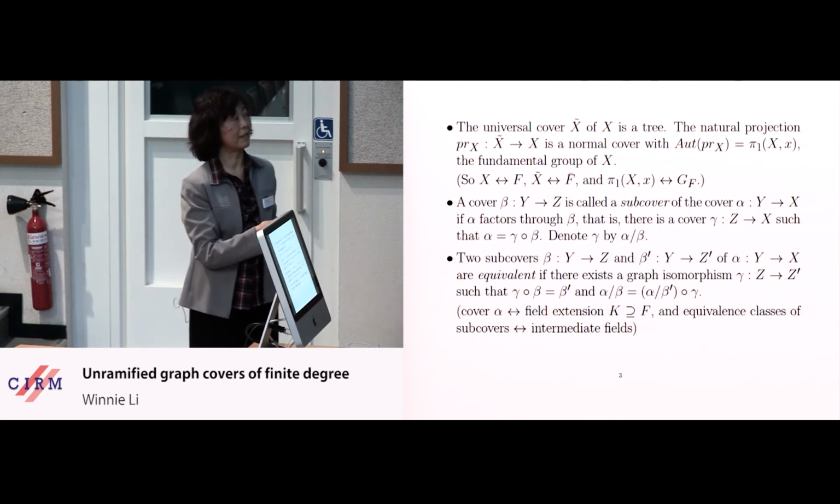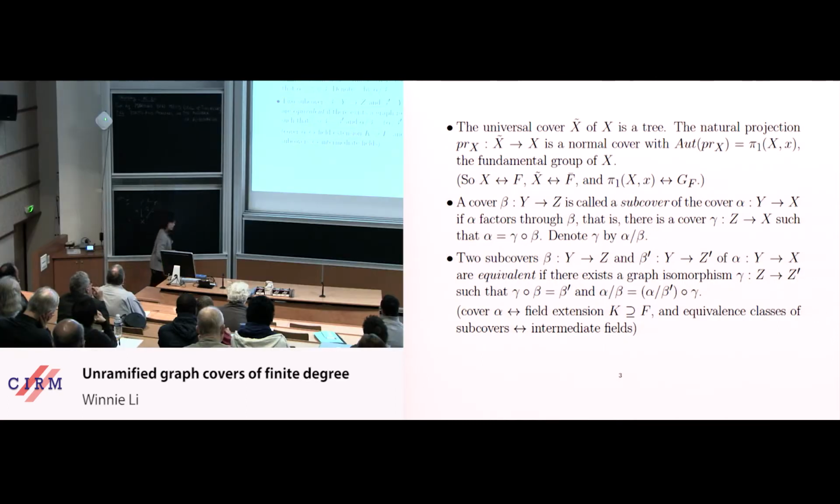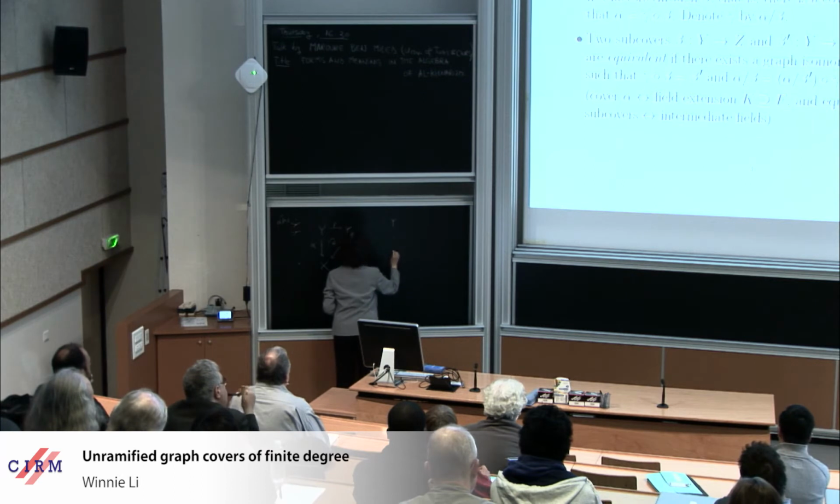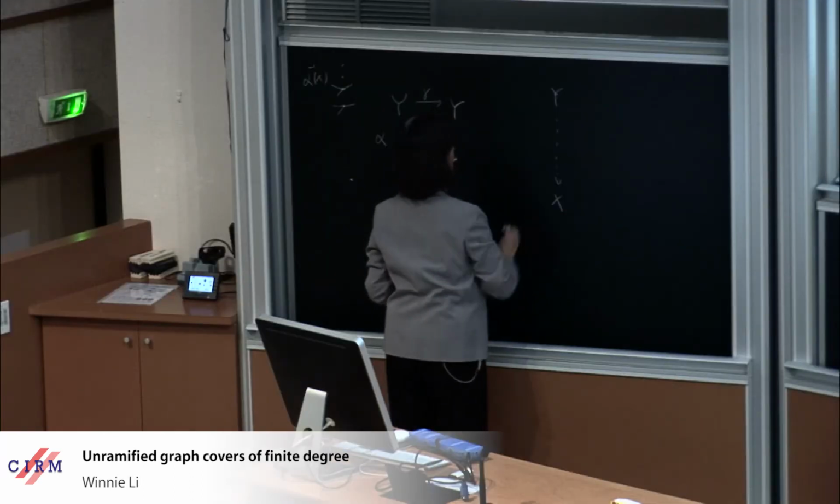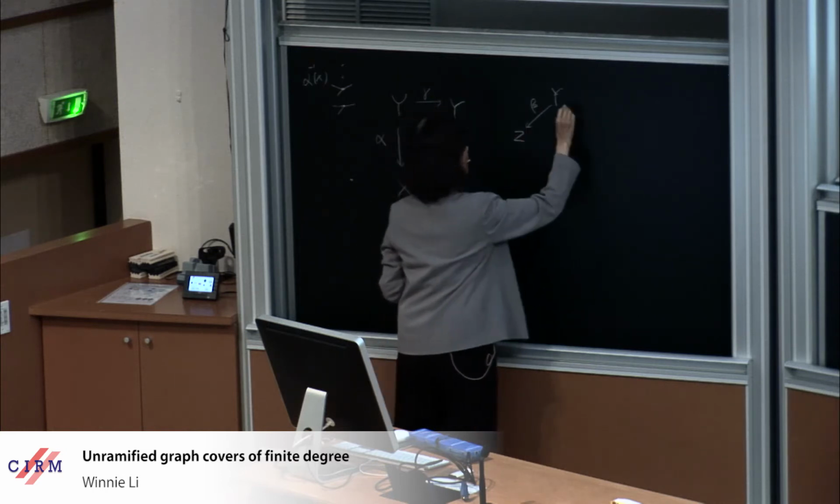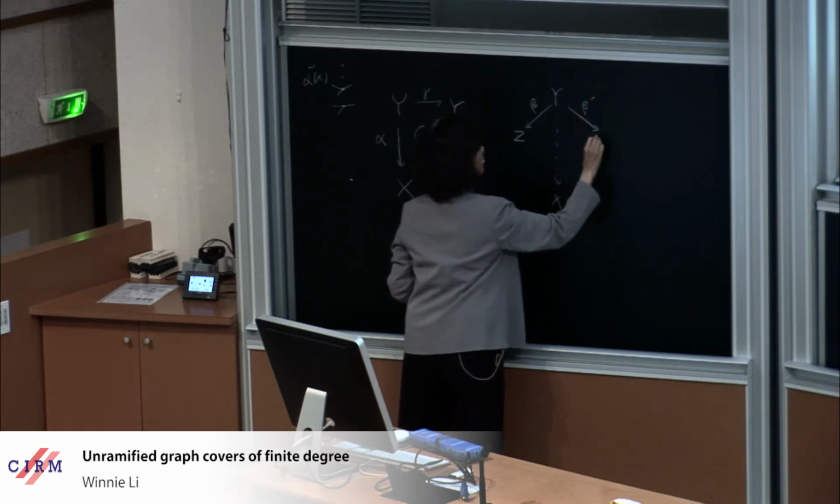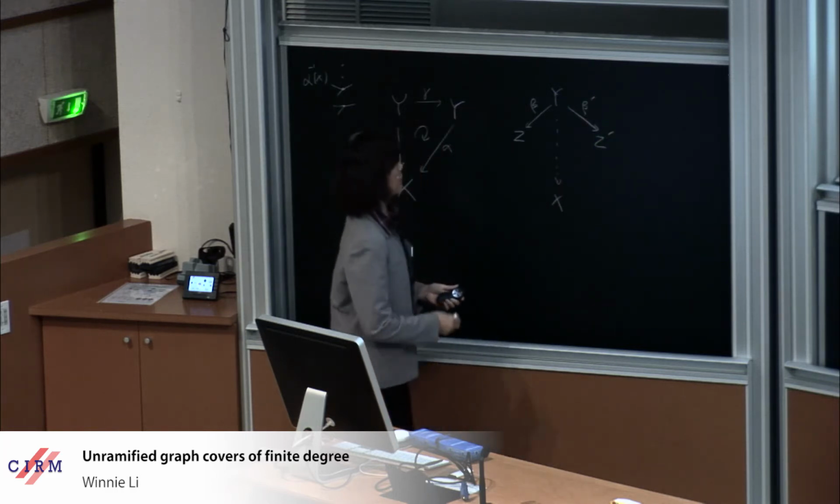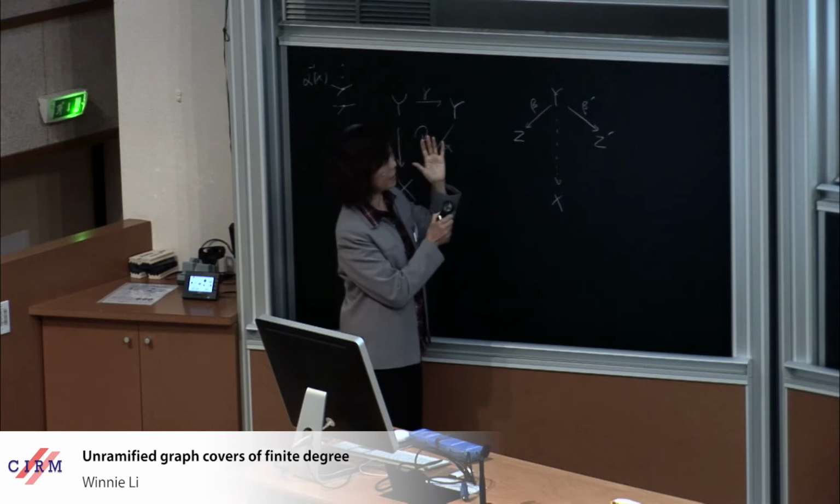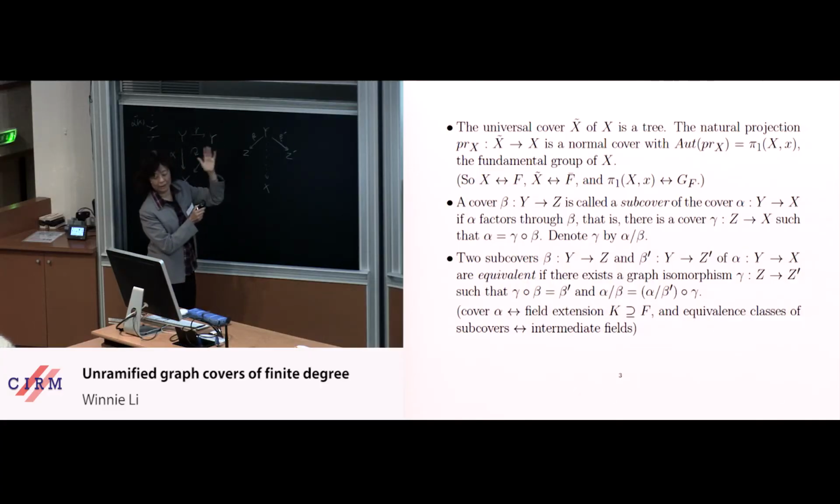So the next thing is about subcovers. If I have a cover from Y to X, and I have one subcover called beta from Y to Z, and another subcover called beta prime from Y to Z prime. Just as with number field extensions, you think of that as an abstract extension, and here we do not have the field embedded in an algebraic closure. Likewise, here we have two finite subcovers, just abstract covers.